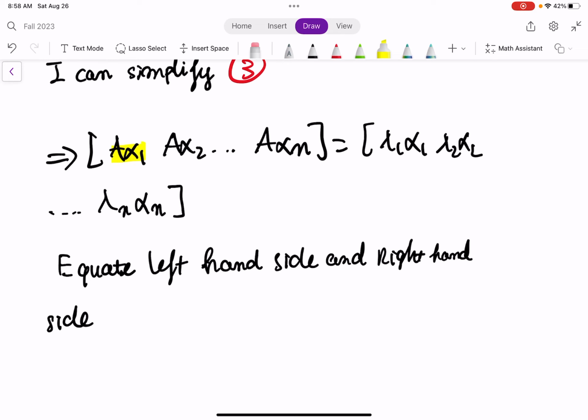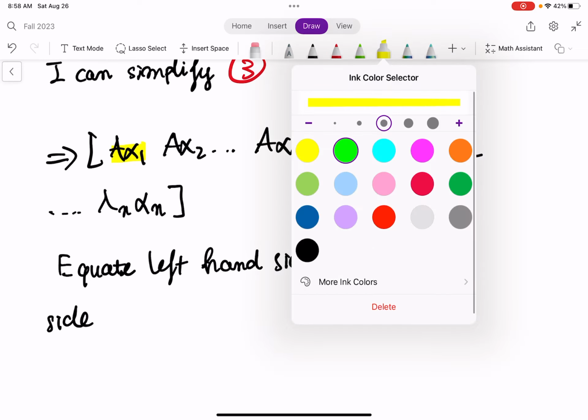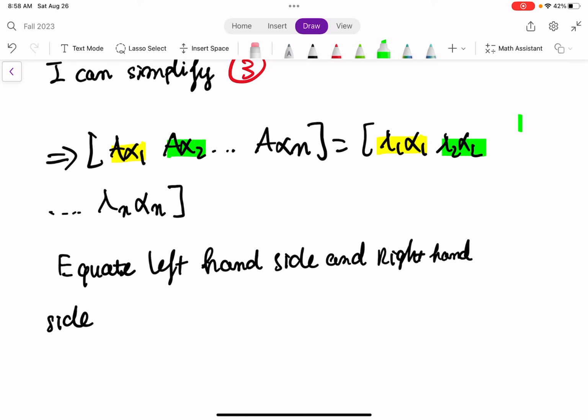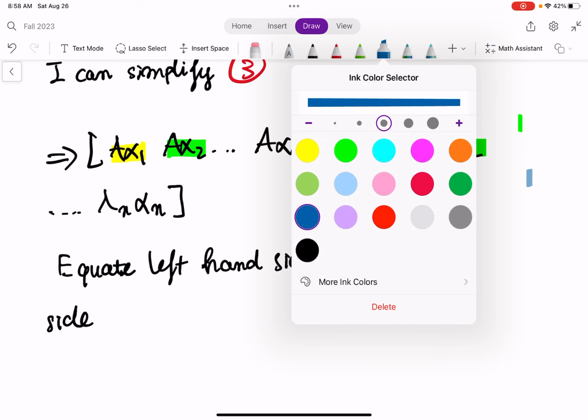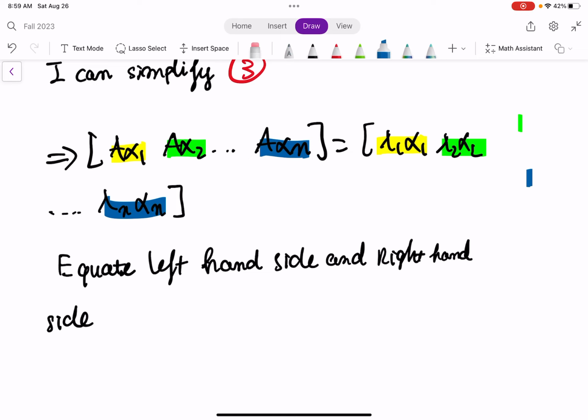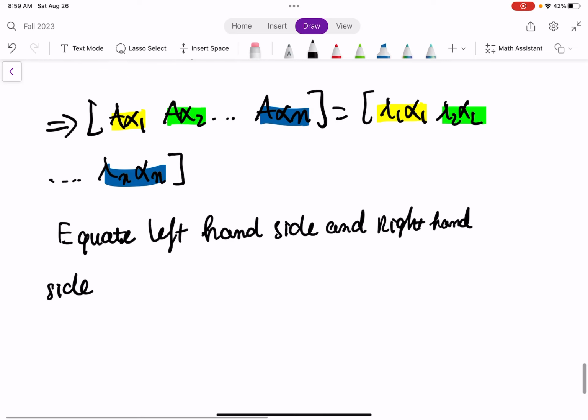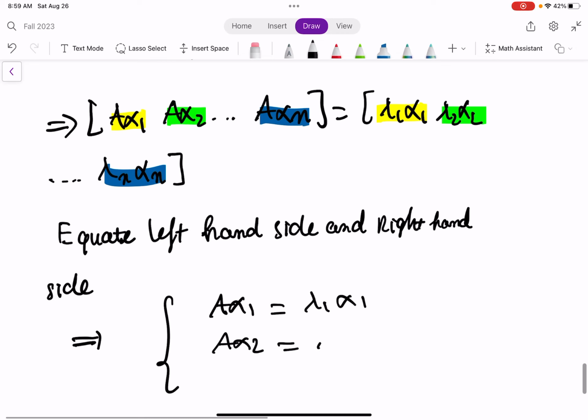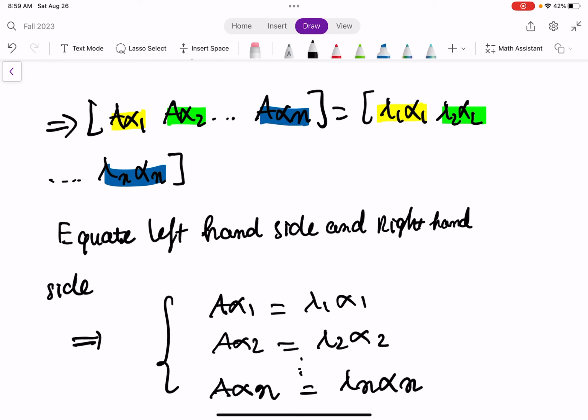So this term right here equals this term. This term right here equals this term. And this term right here equals this term. You see what I'm saying? Yellow equals yellow, green equals green, blue equals blue. Excellent. So you get A alpha 1 equals lambda 1 alpha 1, A alpha 2 equals lambda 2 alpha 2, and all the way to A alpha n equals lambda n alpha n.